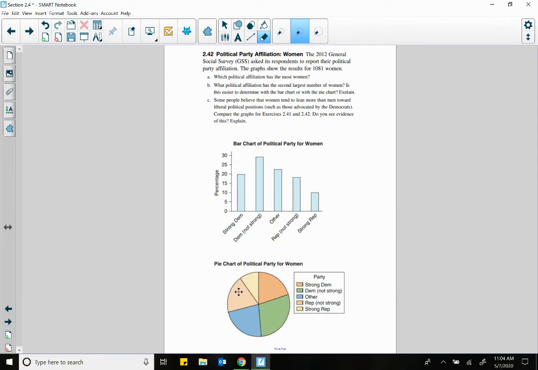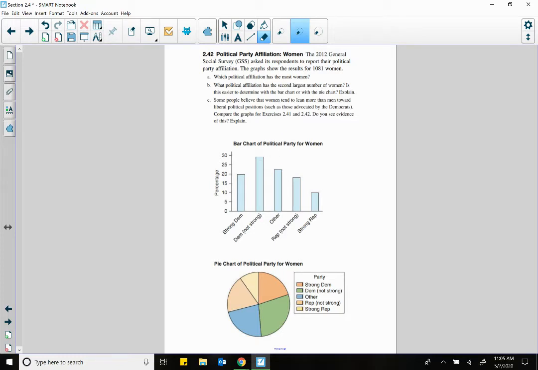Okay, strong Dem, Republican, Republican not strong, and other. So if you look at these three slices, they almost kind of look the same. That's why statisticians in scientific settings often don't use the pie chart, because sometimes it's a little harder to tell sectors that are different and the next strongest, because these three slices kind of look the same. Okay? So definitely the bar graph is a little bit easier to see there.